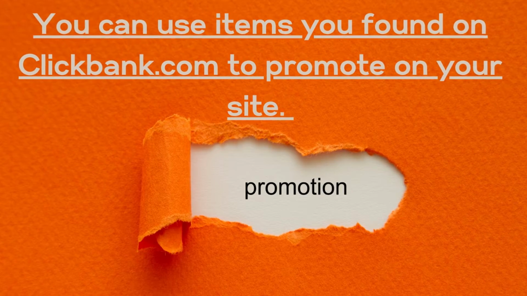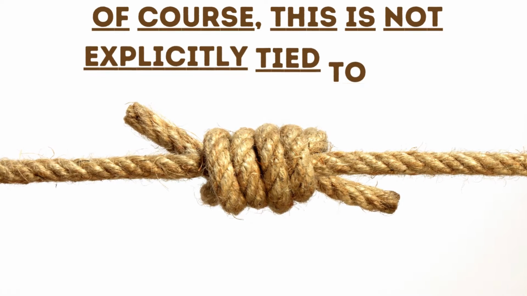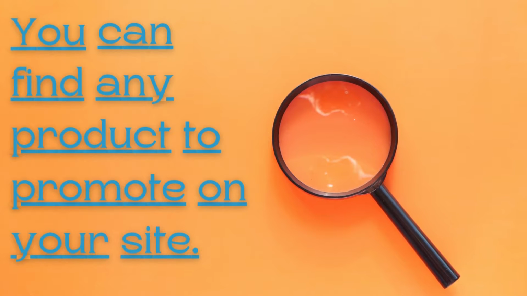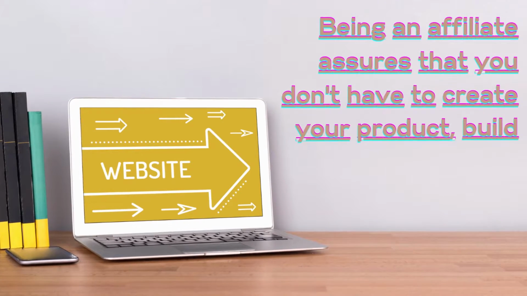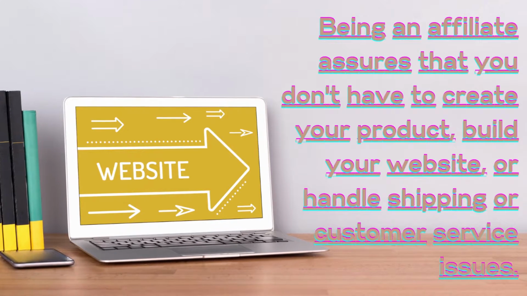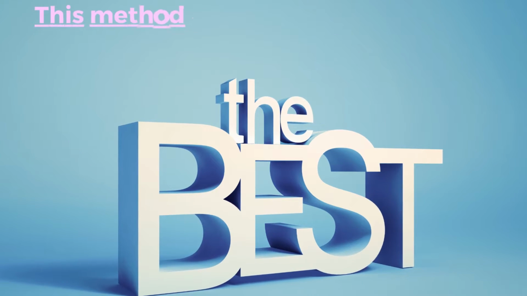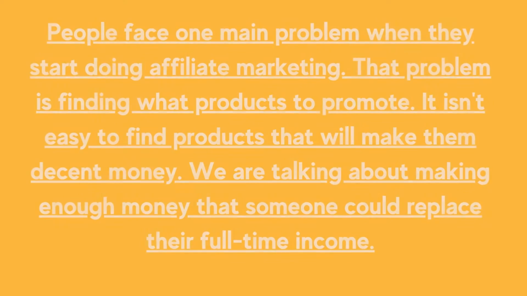You can use items you found on ClickBank.com to promote on your site. Of course, this is not explicitly tied to only ClickBank. You can find any product to promote on your site. That is the beauty of affiliate marketing. Being an affiliate assures that you don't have to create your product, build your website, or handle shipping or customer service issues. This method is one of the best methods to make money on the internet.